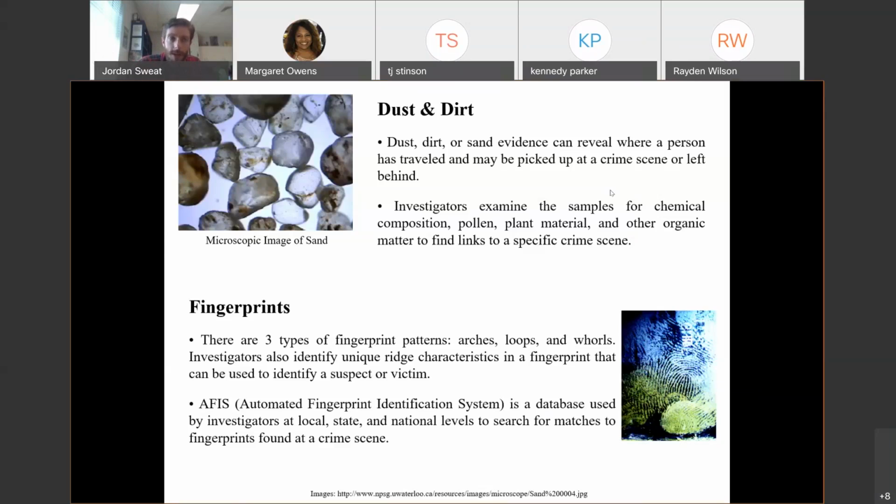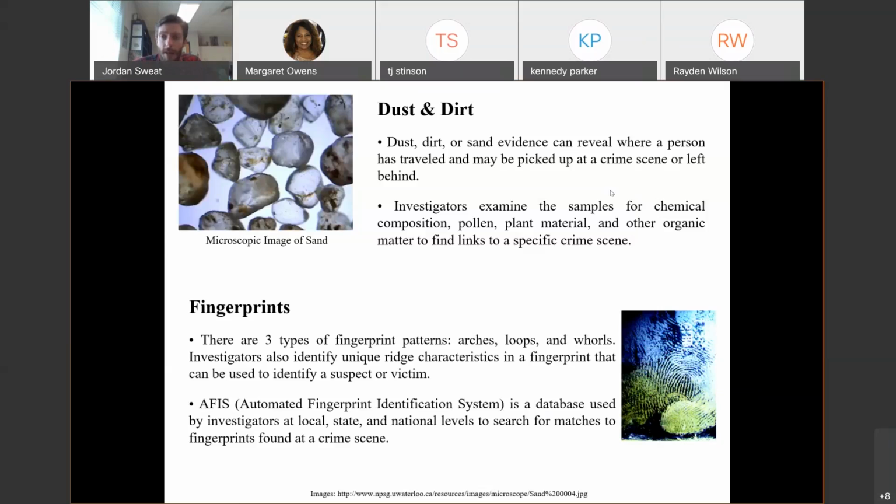And as Raiden said, yeah, sometimes it's easy to lift them off, and sometimes it's not. Okay, and if they're really good, sometimes we can just simply take a picture of it. So it just depends on the quality.